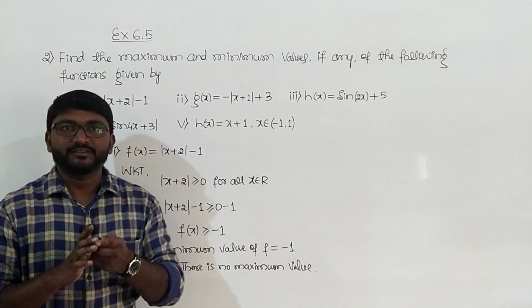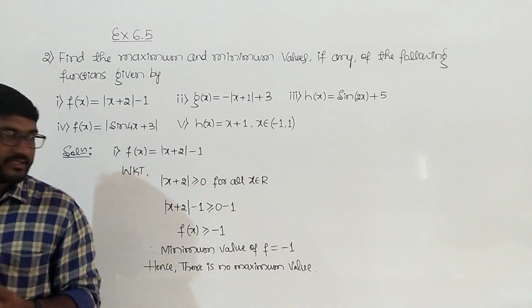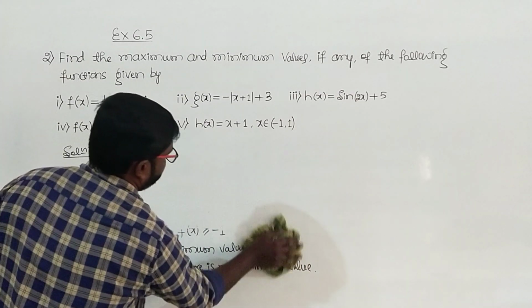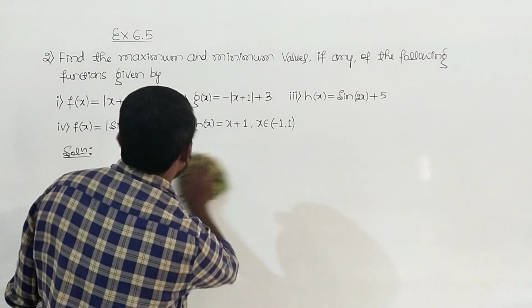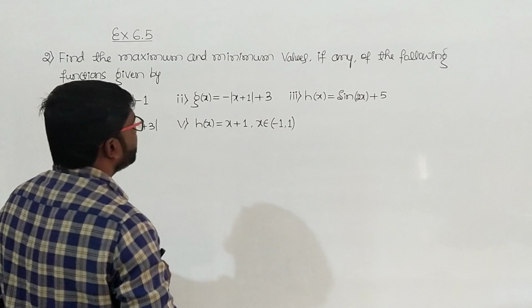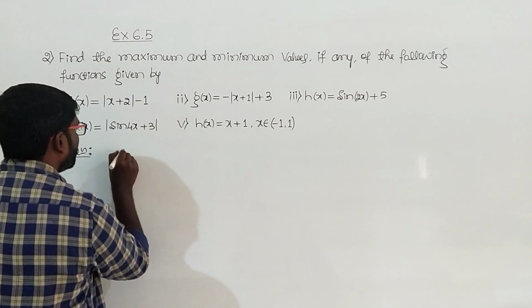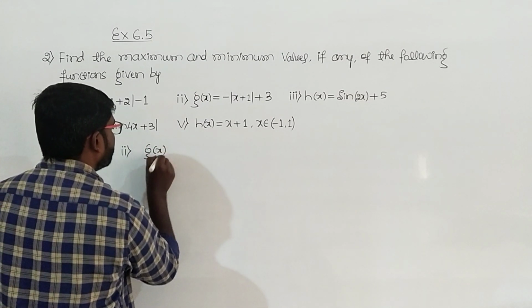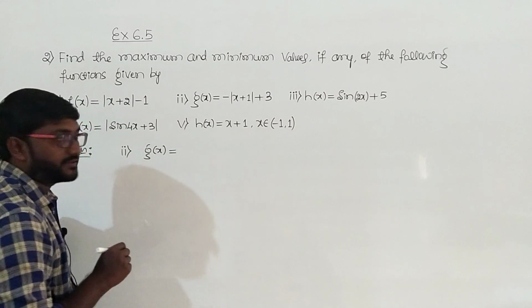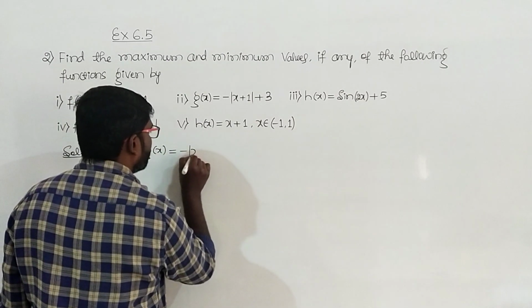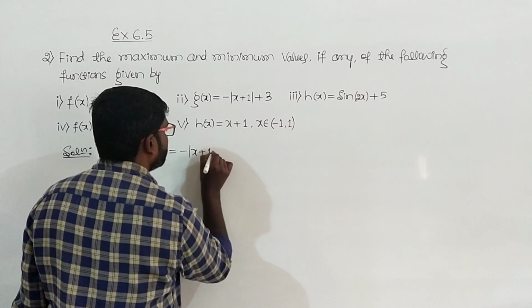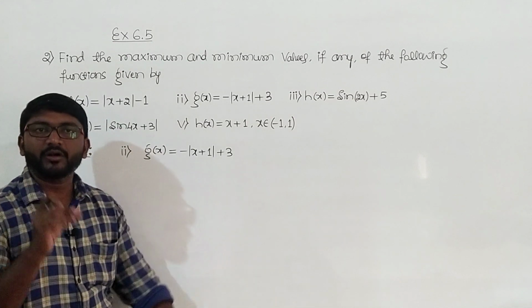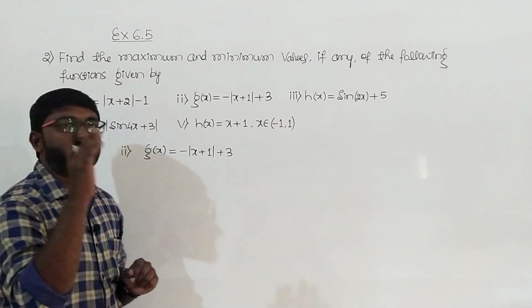So this is the answer for the first one. Then we'll move on to the second case. So note down this, then I'll rub this off. Well, we'll solve the second one now. Roman number 2, g of x equals minus mod x plus 1 plus 3. Again we have to go with the same concept. So mod x plus 1 is greater than or equal to 0 for all the real numbers.